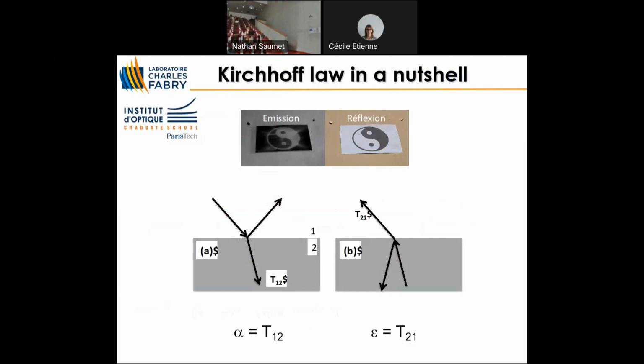Okay, so that's Kirchhoff law. I would like to give you a hint of where this is coming from. And it has to do with the topic of this series of lectures. It's about surface properties.